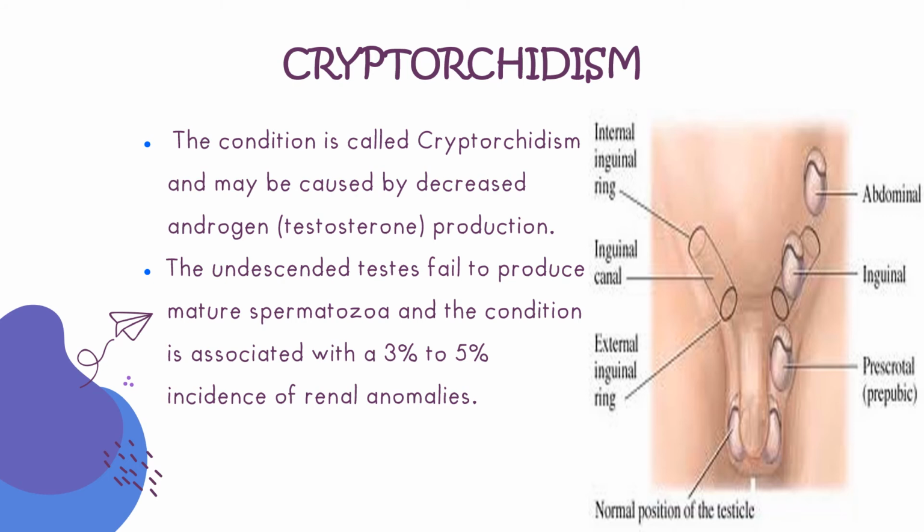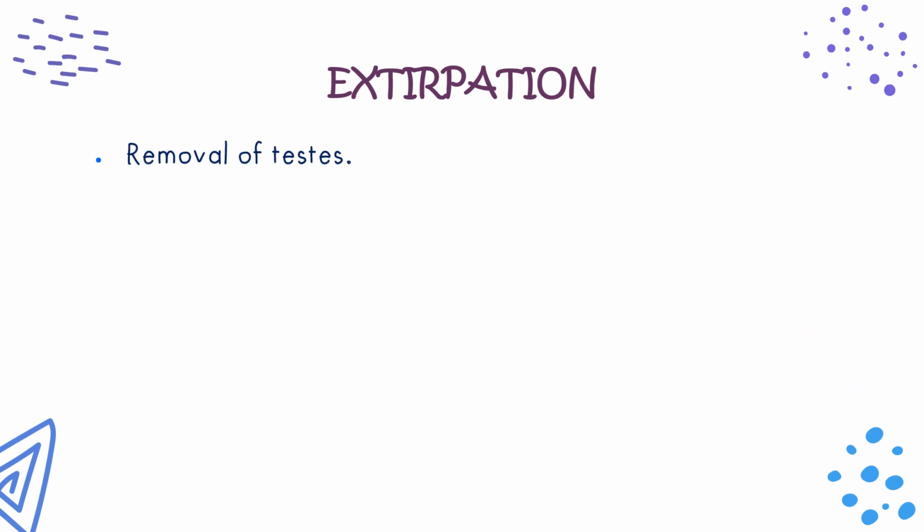So it can be treated by the administration of testosterone or gonadotrophic hormone, which may help the testis to descend, or surgical correction can also prevent male sterility. Extirpation, that is the removal of the testis.